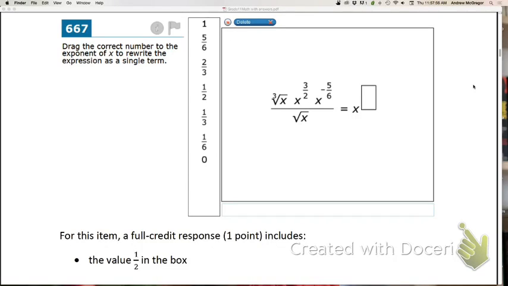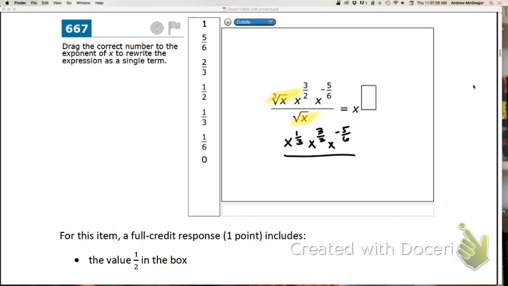Exponents, right? What probably gives you the hardest time are these guys. So you have a radical, this is in radical form. In order to deal with this, you have to translate it to fractional exponents. The cube root is the same as x to the 1/3 power. So this is x to the 1/3, x to the 3/2, x to the -5/6, all over.